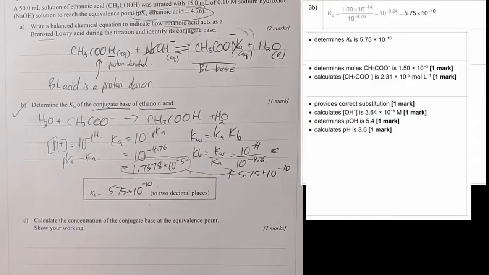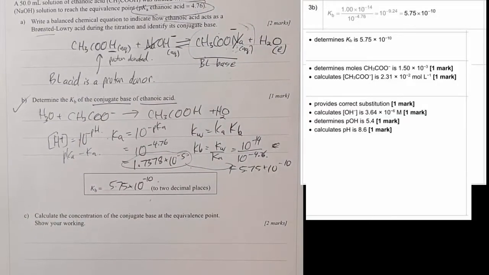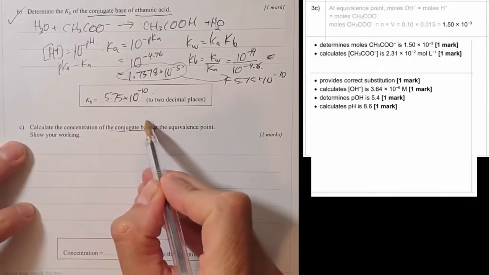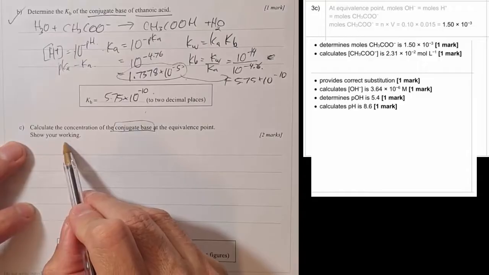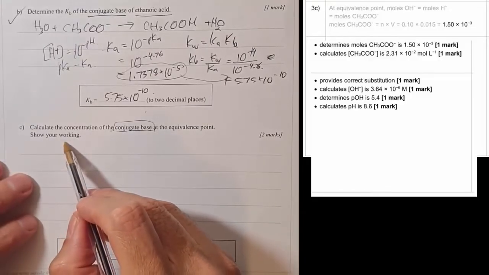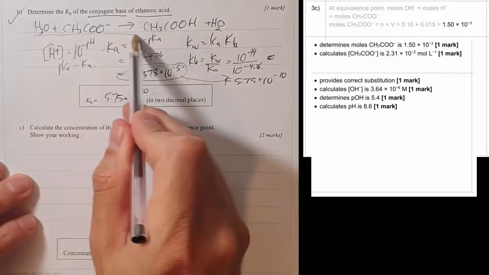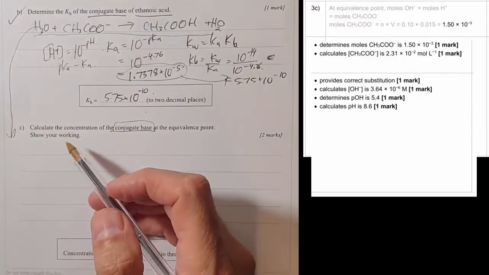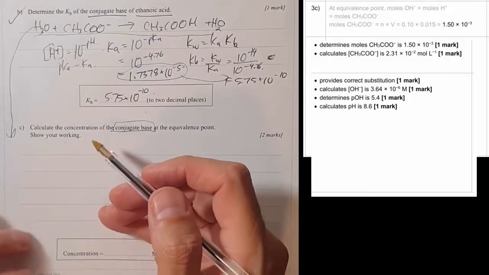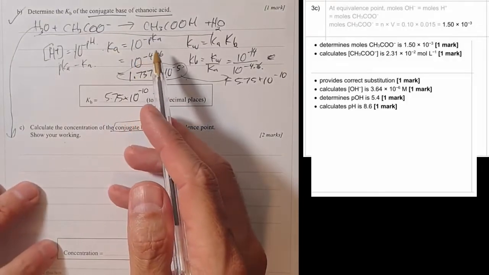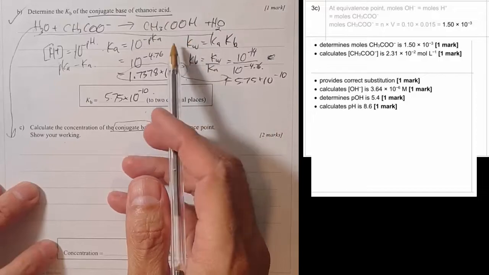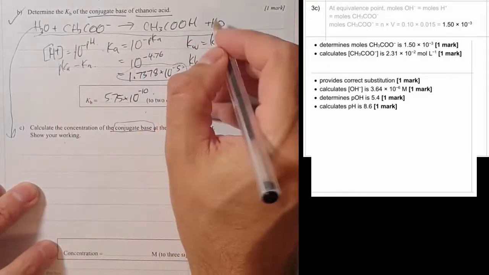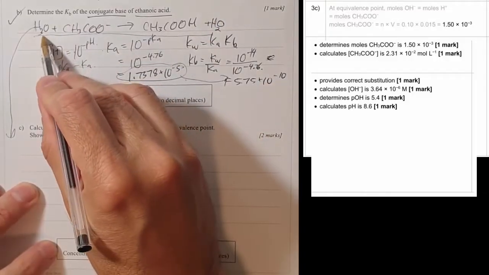Okay, just going on to 3C then. So calculate the concentration of the conjugate base at the equivalence point, show your working. Okay, so the conjugate base, that's the equation we need. So that was worth looking at because that's going to save us a little bit of work there. So we can have a look at that equation. So that's going to take a H, what have I written here? That's a H3O.